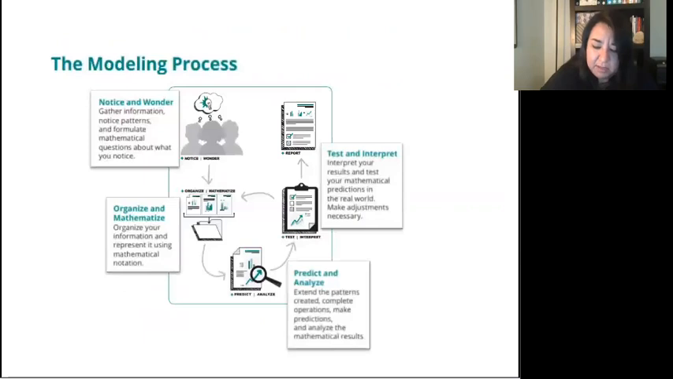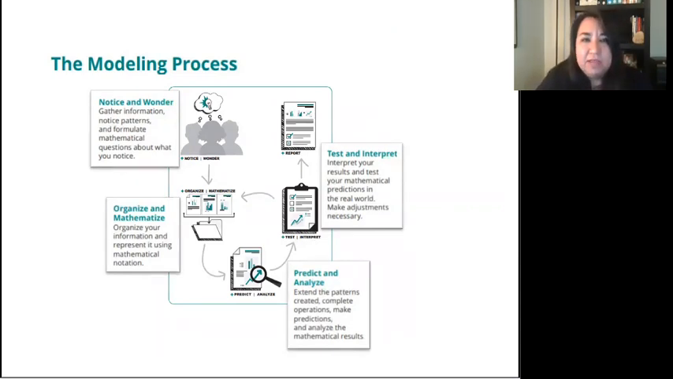Now, the modeling process is something you're going to see come up in this lesson. When you hear the steps, it might sound very familiar to you. These might be things that you're already doing when you're problem solving. But modeling is the process of choosing appropriate mathematical tools to analyze and understand real-world phenomena and to make decisions accordingly. So let's look at this 5-step process. The first step is to notice and wonder.